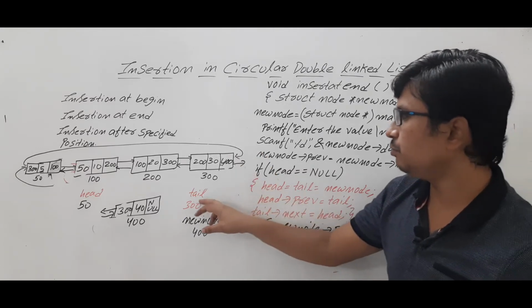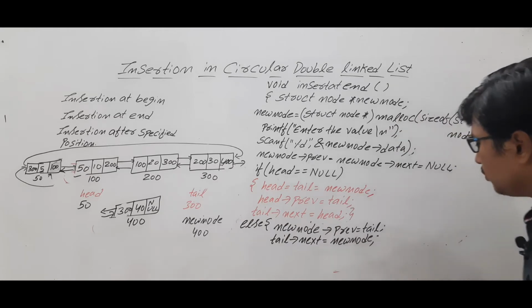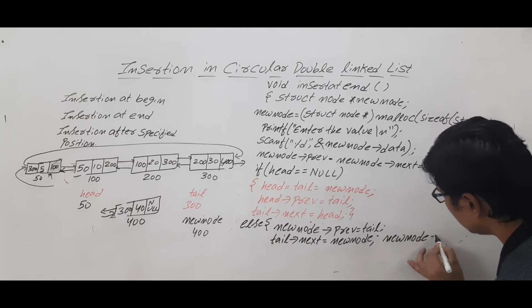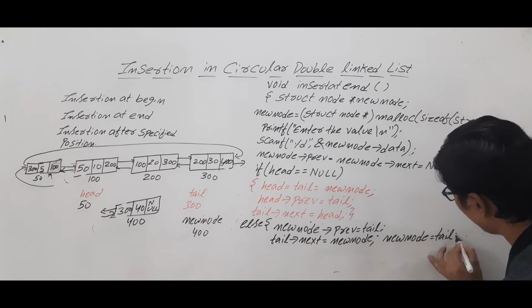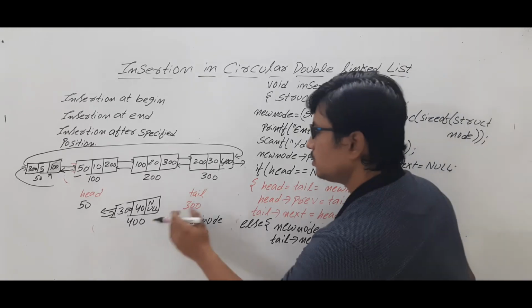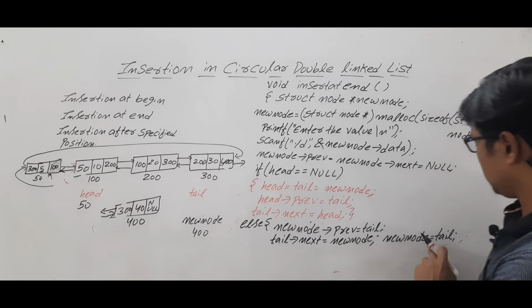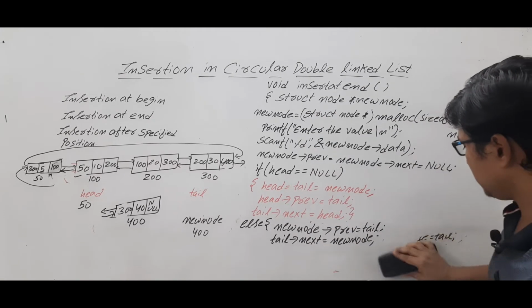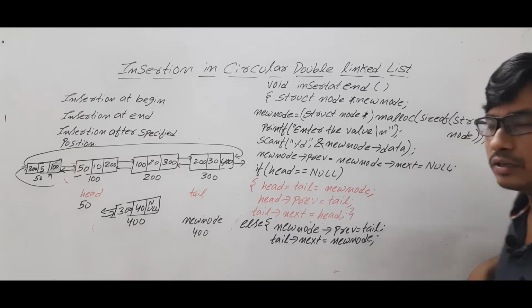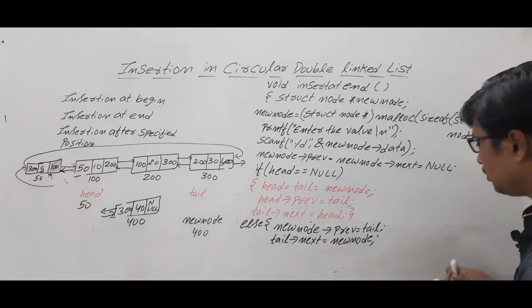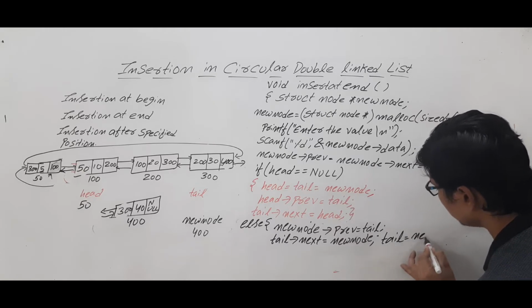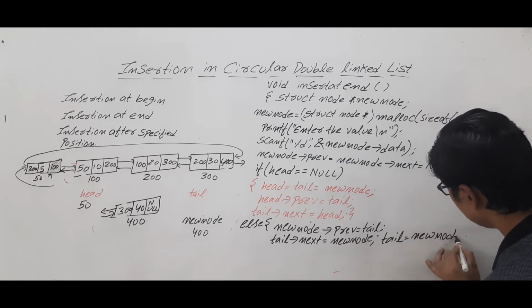We have to move the tail. So how can I move the tail? Always the tail should be pointing to the last node. So tail should be equal to new node. Sorry for it, because we want to update the tail, not the new node. So what we have to write is that tail is equal to new node. Sorry for the inconvenience. It happens sometimes.